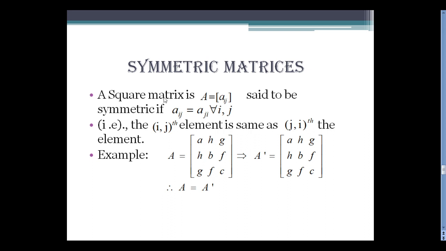Symmetric matrices. A matrix A equal to aij is said to be symmetric when aij equals aji. That is, when we take the transpose, if both are equal, we call A and A dash symmetric matrices. Look at this example. We have taken a 3 cross 3 matrix, and after transposing, we get the same matrix, both are equal. We say A and A dash are symmetric matrices.